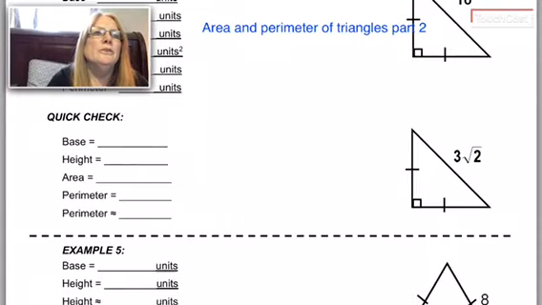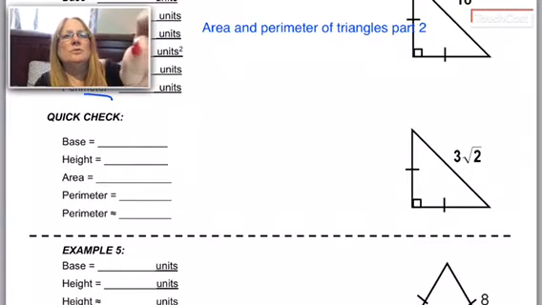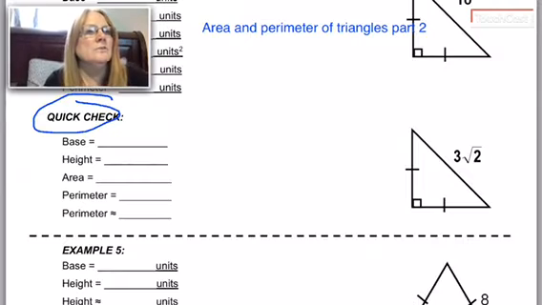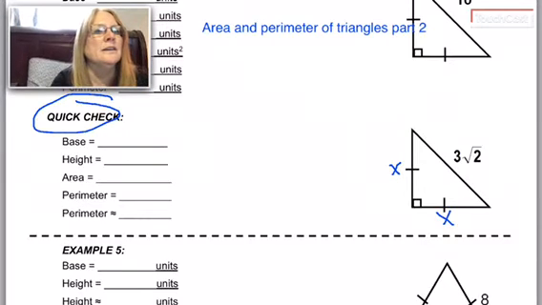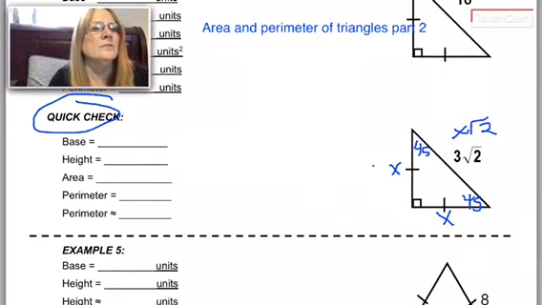Okay, area and perimeter of triangles, part 2. I believe this is where we stopped, right here. On this one, again, we have two sides of the same length. Hopefully you recognize this is a 45, 45, 90 triangle. If this side is x times the square root of 2, well, x is 3.